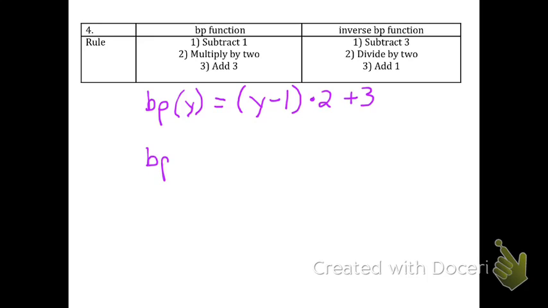The inverse BP function is going to be subtract 3. So I'll do y minus 3. Divide by 2, so I want to take that whole number that I get from doing y minus 3 and divide that by 2. And then I want to do plus 1 to whatever that result is.